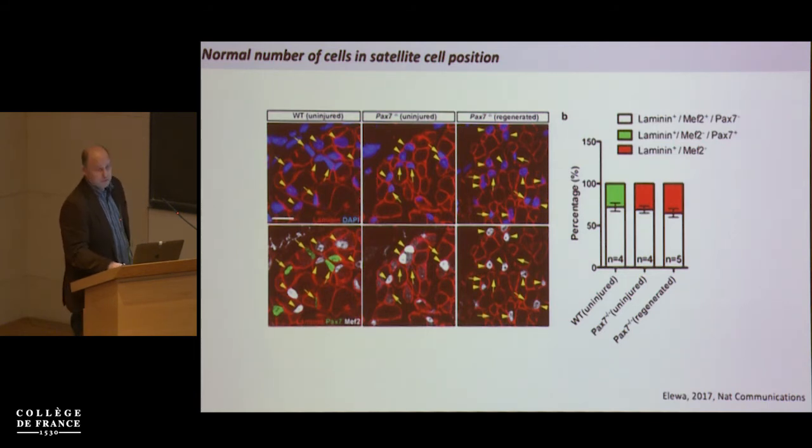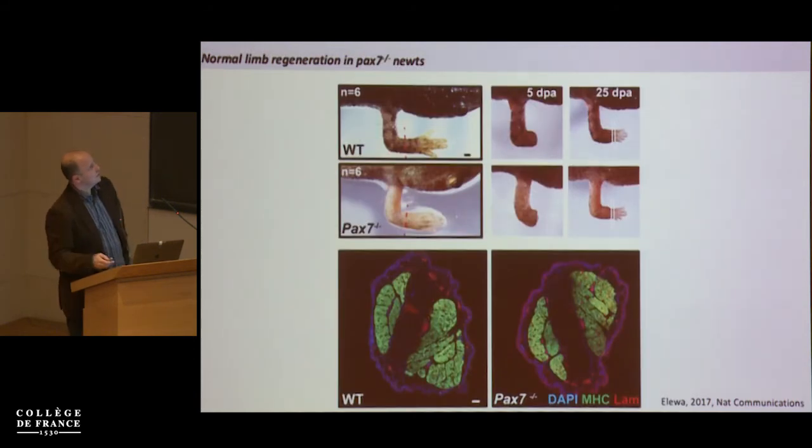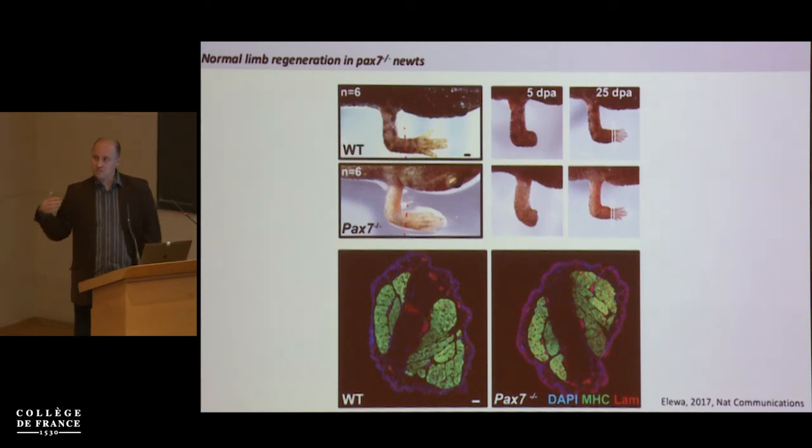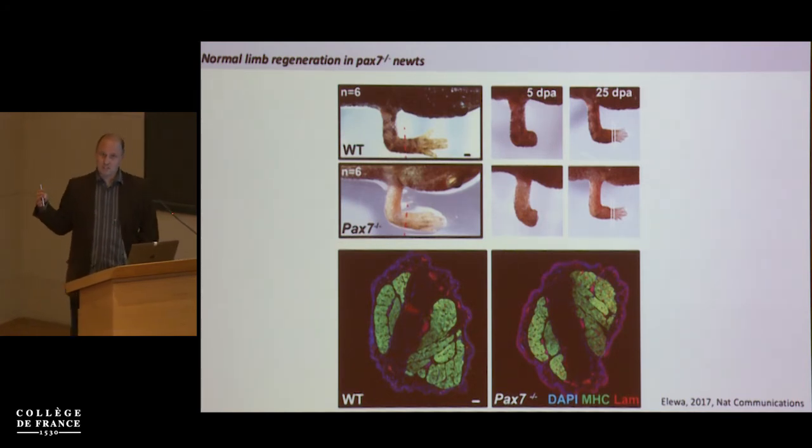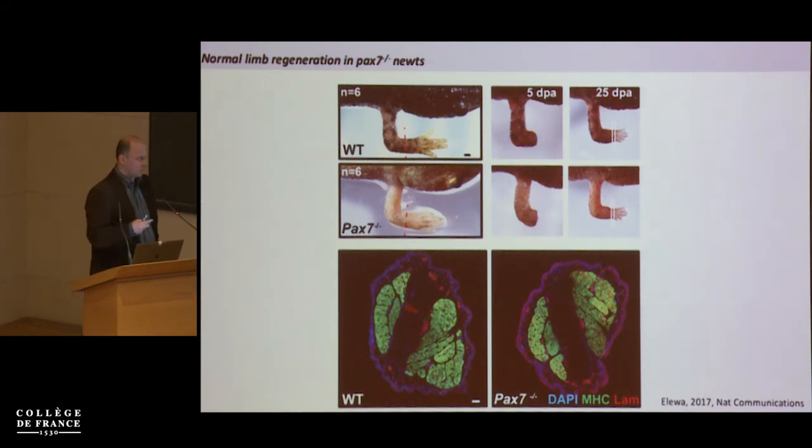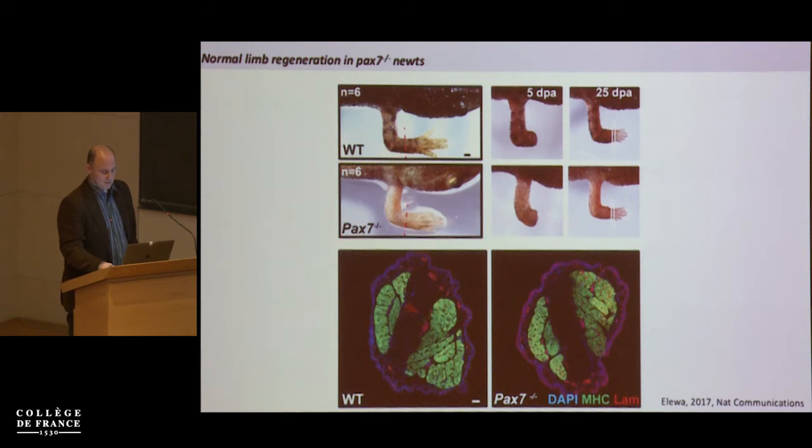But what is clearly different from mammals is that when we do a limb amputation, limb regeneration is completely normal, and when we look at the gross morphology, it seems that muscle regeneration is not affected. So this would be a clear difference, that while in mammals, muscle regeneration is dependent on PAX7, that's not the case in the newt.